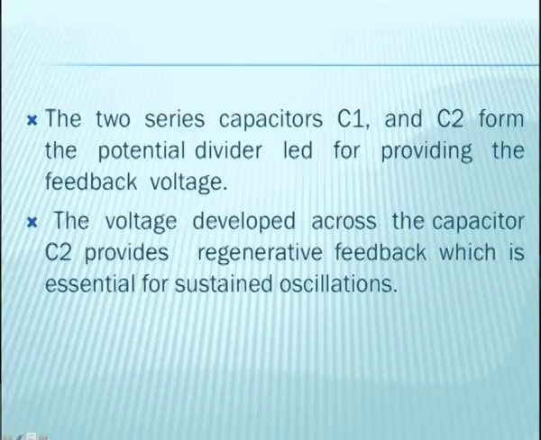The two series capacitors C1 and C2 form the potential divider for providing feedback voltage. The voltage developed across the capacitor C2 provides regenerative feedback, which is essential for sustained oscillations in the oscillator circuit. So in Colpitt's oscillator, C2 provides the regenerative feedback, which is very important to obtain a stable oscillation.